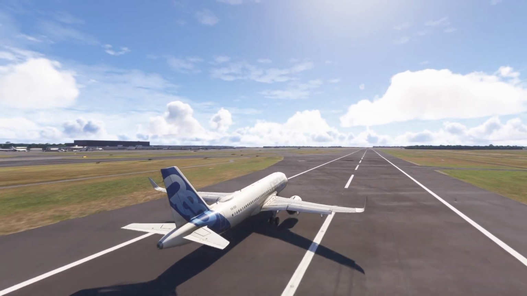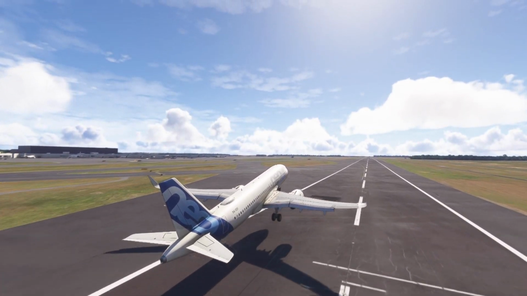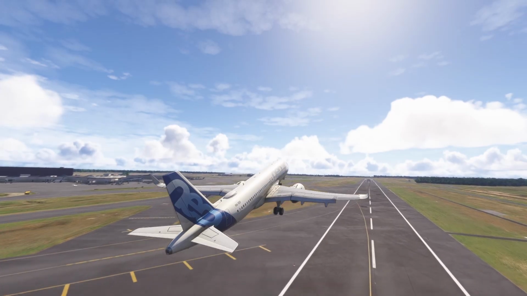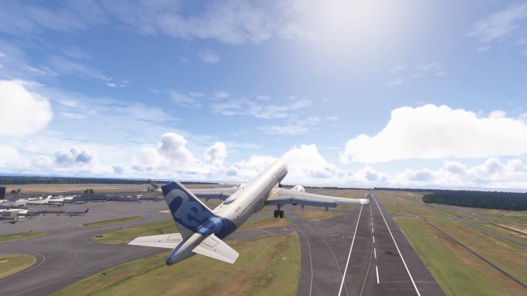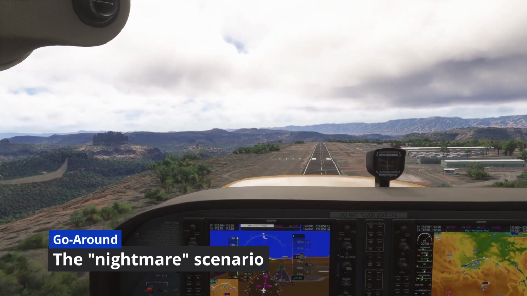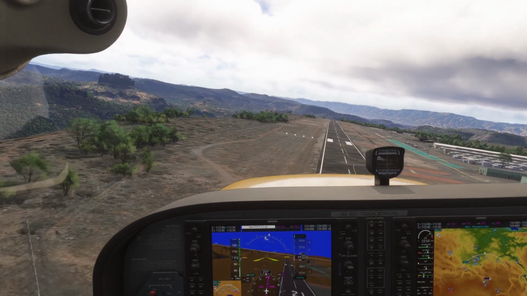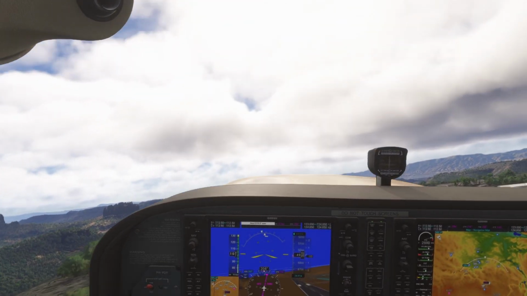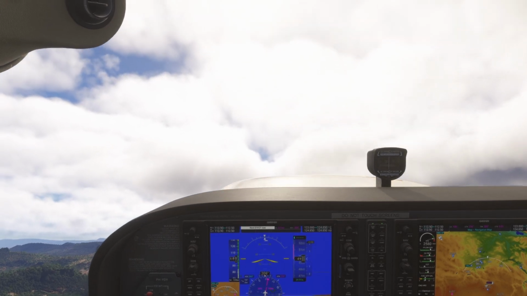Just remember, the ground is very close, so don't retract your flaps until you have a positive rate of climb. Now for the ultimate challenge, what happens if you lose an engine during the go-around? This is the most critical flight phase because you are low, slow and at high power.